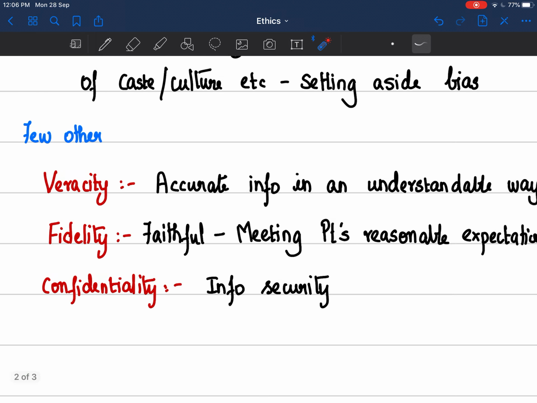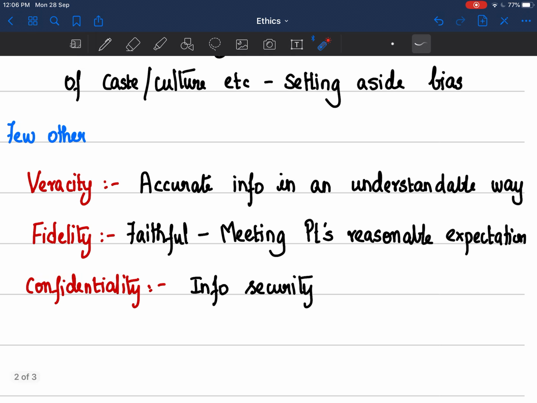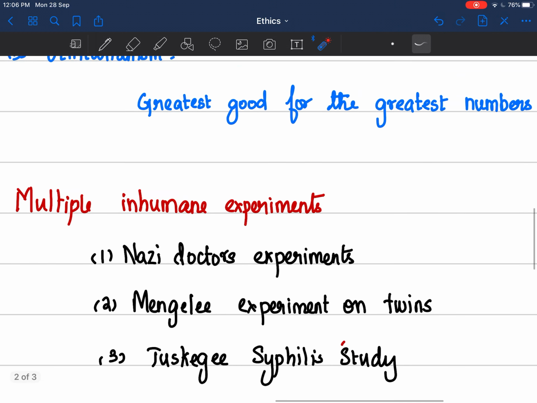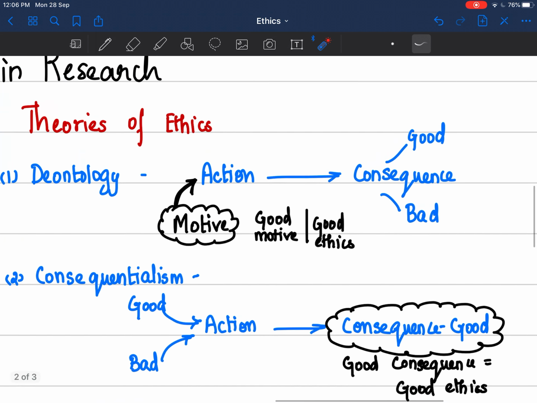A few other principles are veracity, fidelity and confidentiality. Veracity is you giving the information in an understandable way, in a language that they can understand, in their own native language preferably. Fidelity is you trying to meet the patient's reasonable expectation. And confidentiality is, as the name suggests, you keep the information provided by the patient confidential. Try not to discuss it with other people who are not actually involved in patient care.